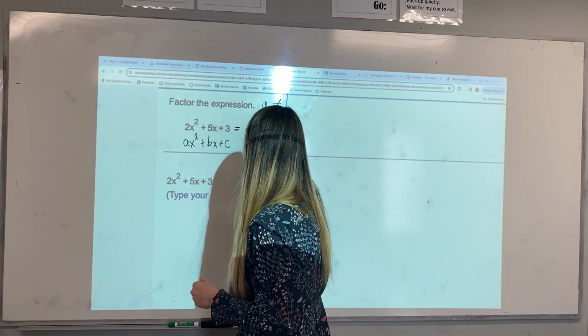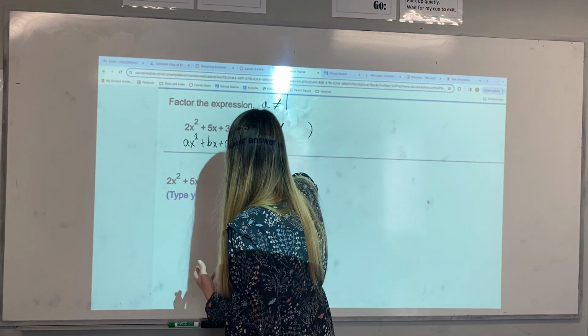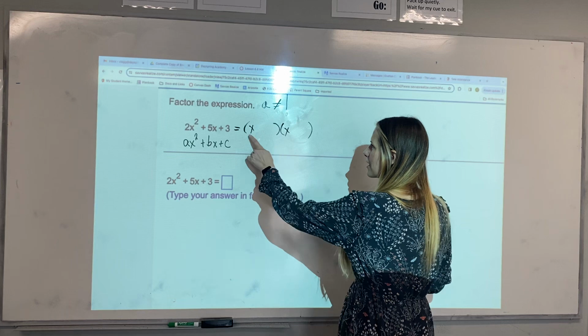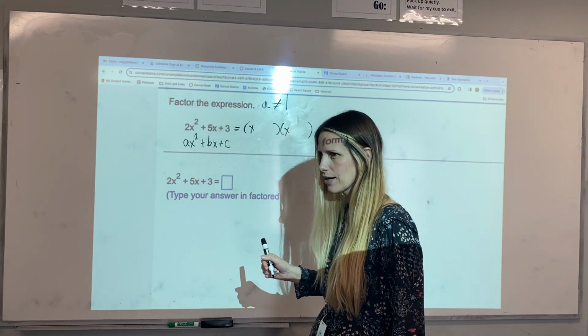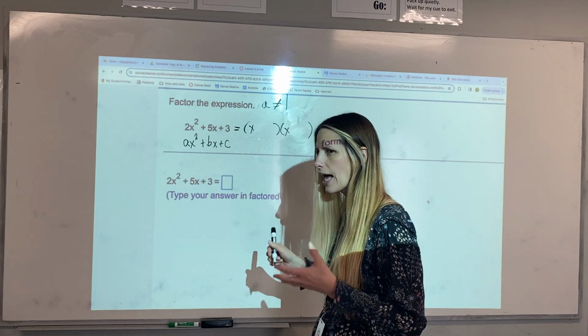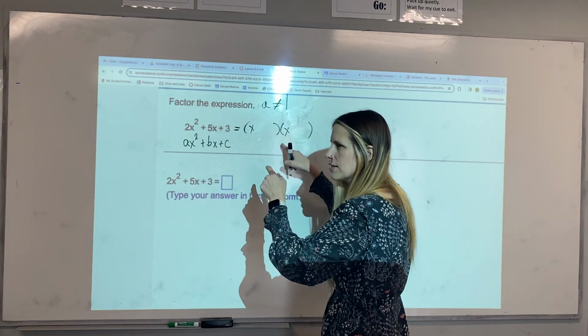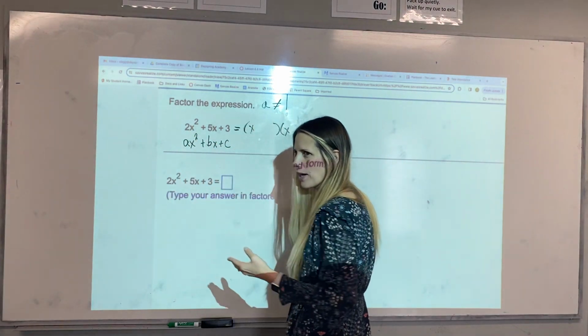So when we break this down into 2 binomial factors, it can't just be x and x, because x times x is x squared. It's not 2x squared. So something has to be involved here to create the 2x squared.